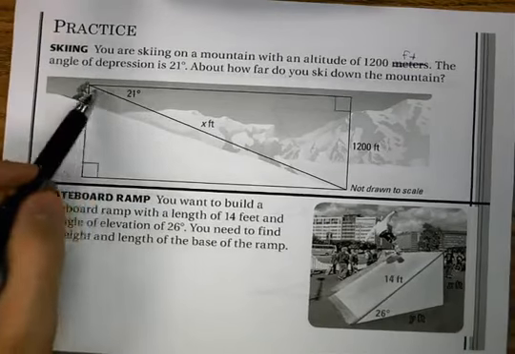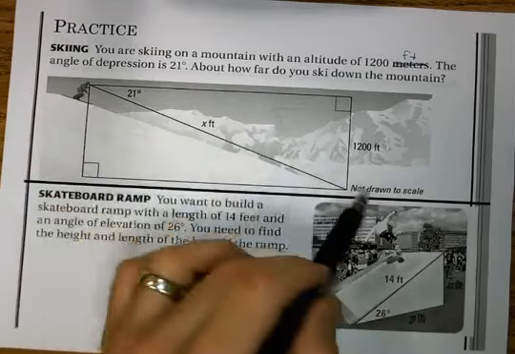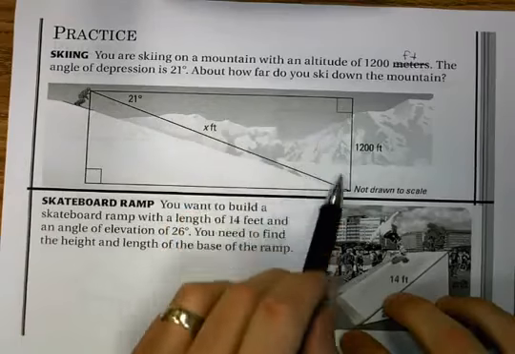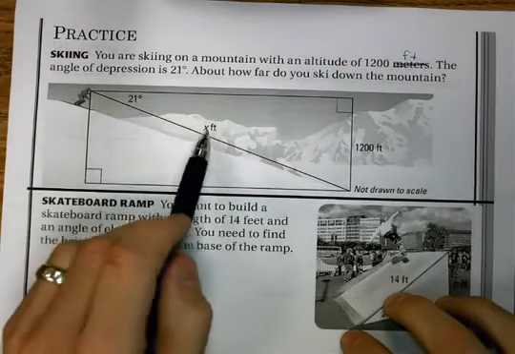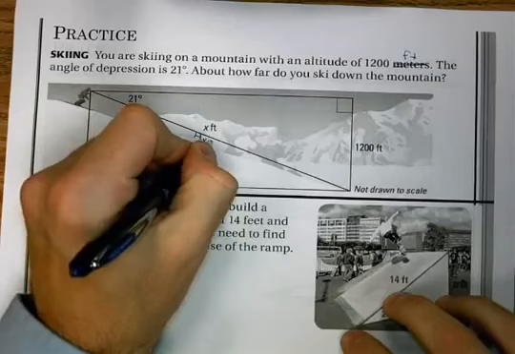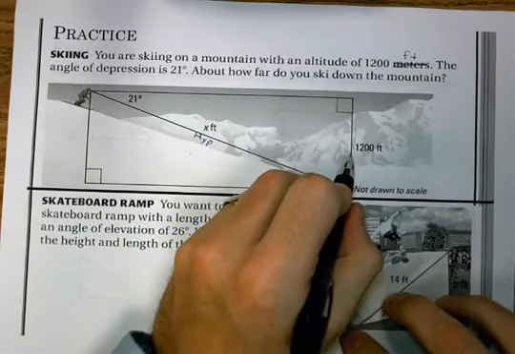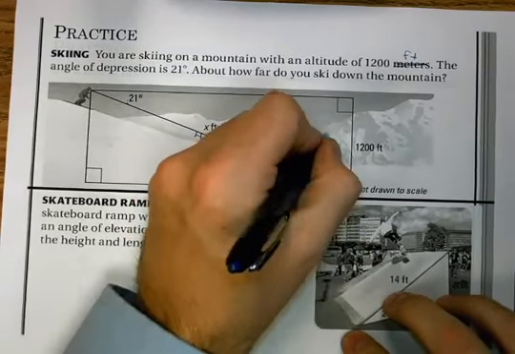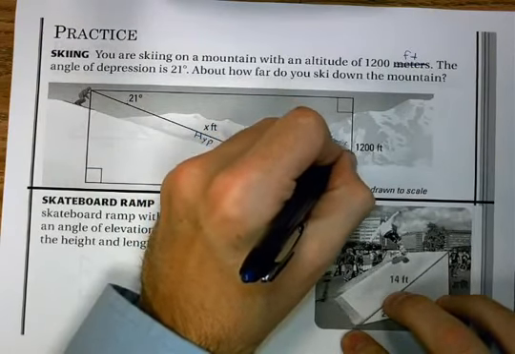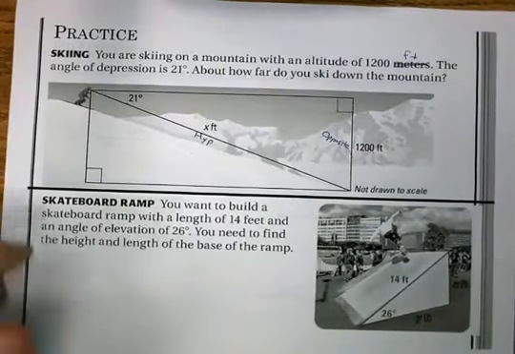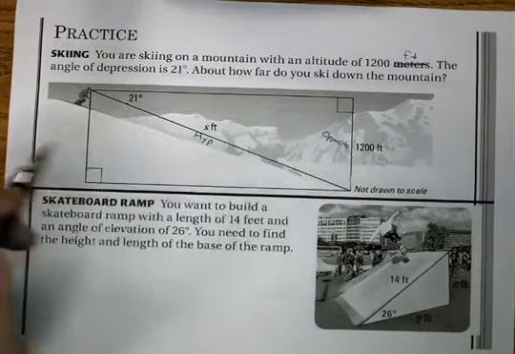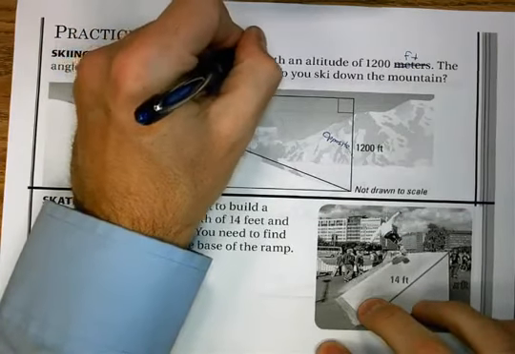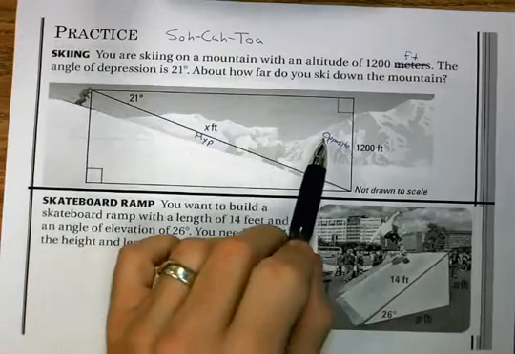We need to figure out how far they're going to travel, which is that hypotenuse. So looking at this problem, we see a triangle, we have an angle, we have a hypotenuse, and this is either the adjacent or the opposite leg to the angle. Well, it's not next to it, so it's the opposite. So, looking at what we know, we have an angle, a hypotenuse, and an opposite. If I write out SOH CAH TOA, we need to find the one that uses opposite and hypotenuse.